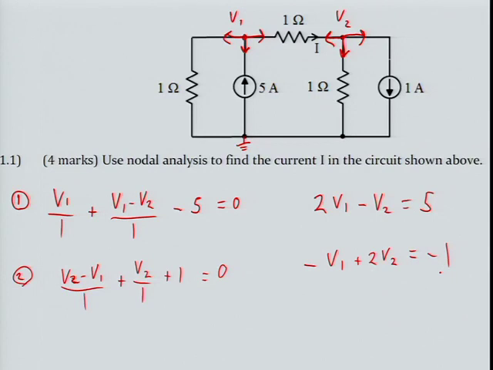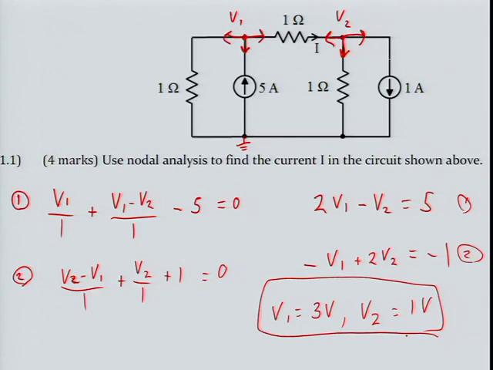I'll just tell you that you can add equation 1 plus 2 times equation 2, whatever you want to do, eliminate one of the variables and solve, and you'll see that the solution is V1 equals 3 volts, V2 equals 1 volt.